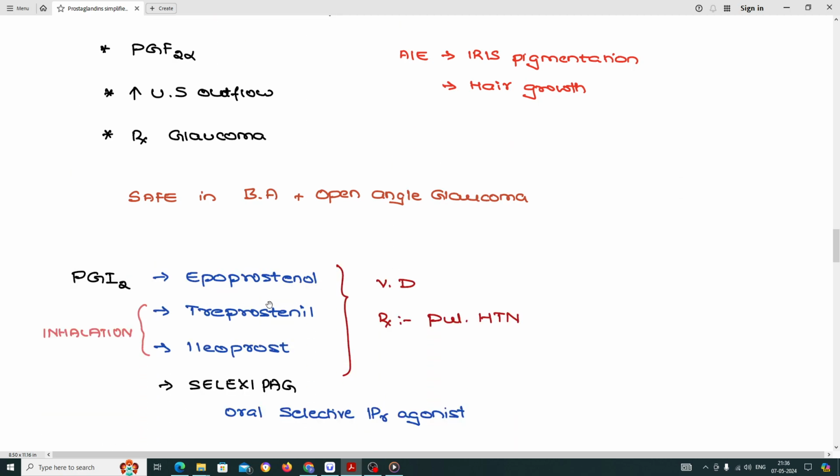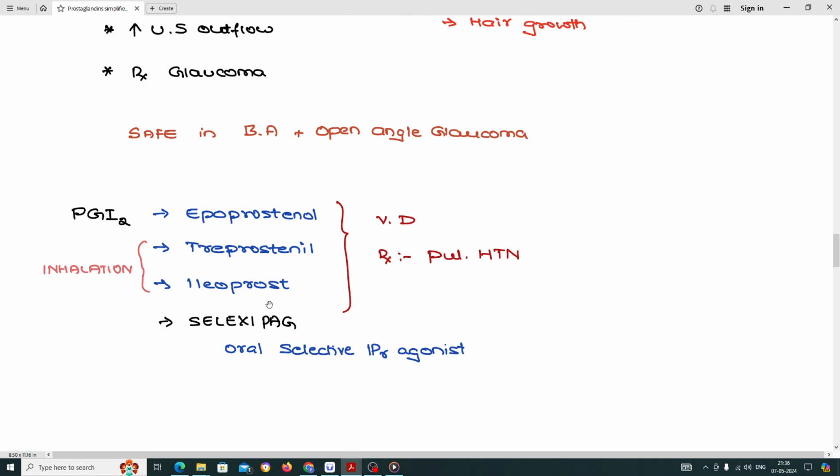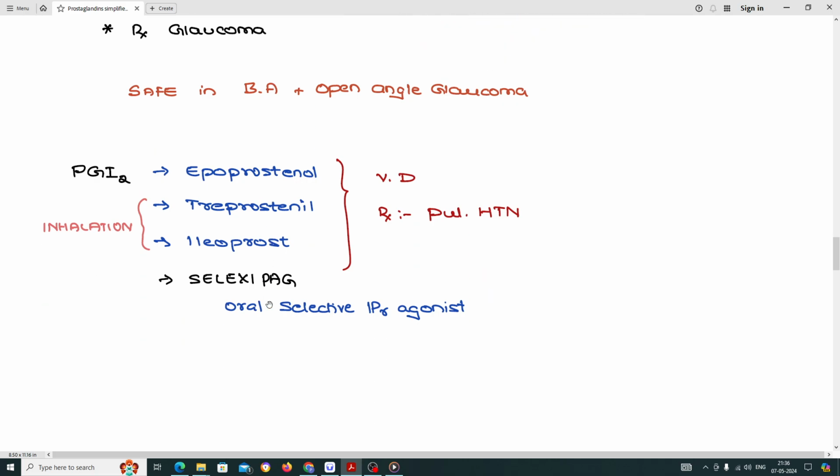And when it comes to the prostacyclins, that is prostaglandin I2, we have drugs like epoprostenol, treprostinil, and iloprost, and a newer drug, selexipag. All these drugs are responsible for smooth muscle relaxation leading to vasodilation, and they are used in the treatment of pulmonary hypertension. Treprostinil and iloprost are administered through the inhalation route also. And selexipag is an oral selective prostaglandin receptor agonist.